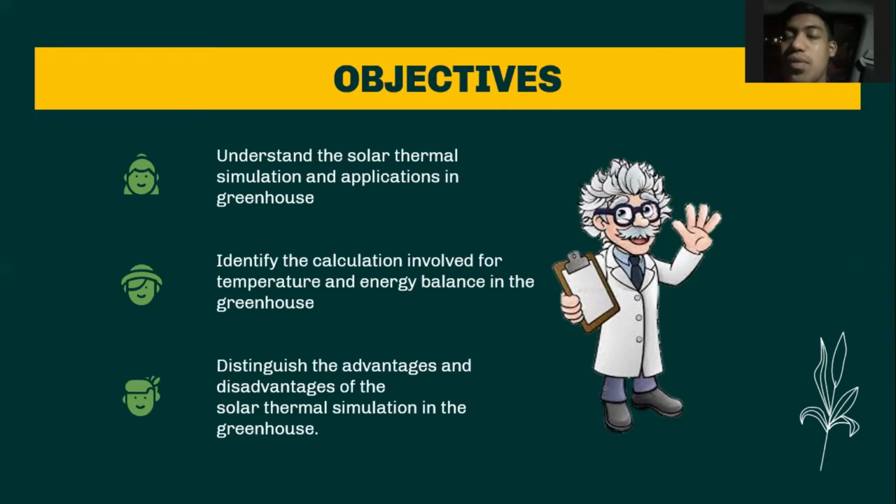Next, the objective. So the main objective of this report, the first one, is to understand the solar thermal simulation and application in greenhouse. The second one, to identify the calculation involved for temperature and energy balance in the greenhouse. And the last one, to distinguish the advantages and disadvantages of the solar thermal simulation in the greenhouse.